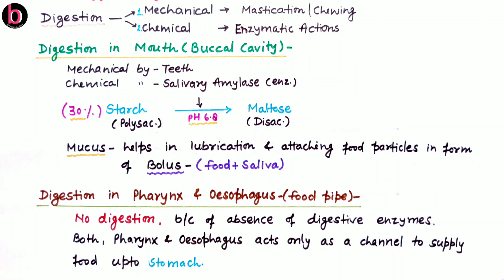Now, digestion in the pharynx and esophagus, also known as the food pipe. There is no digestion in the pharynx and esophagus. Why? Because their muscles are very poor, so they do not provide any mechanical pressure, and they also lack any digestive enzyme. They have mucus. This mucus is helpful for moistening as well as passing of food from one side to another, that is from the esophagus to the stomach, but there are no digestive activities in the pharynx or esophagus.